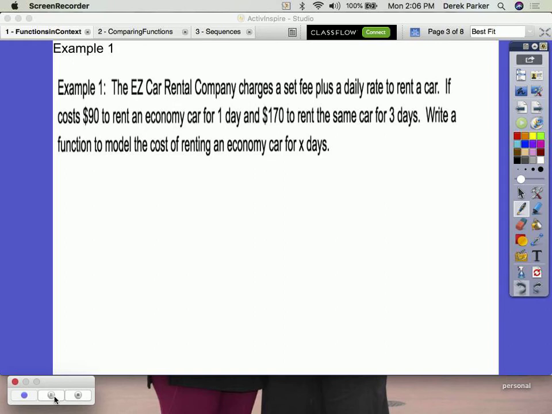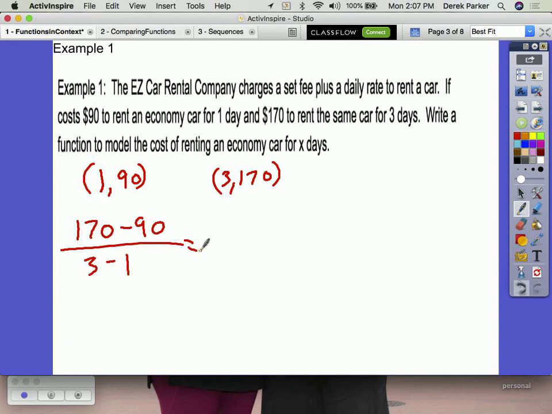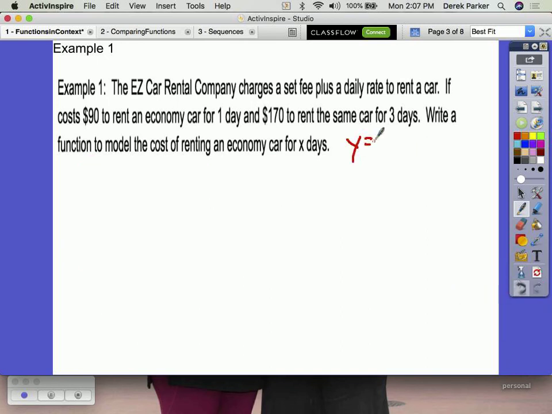So to do that, first step, 90, 170. Find the rate of change. So m equals 40. So y equals 40x plus b. Now we've got to solve for b.